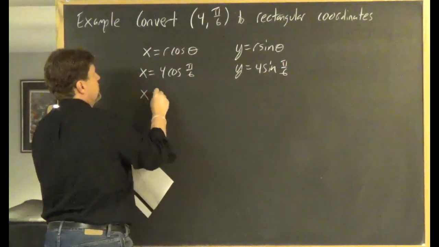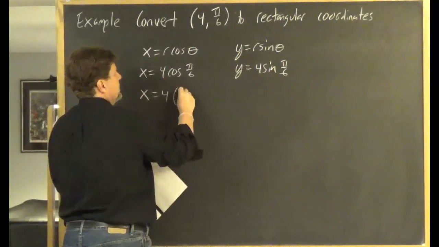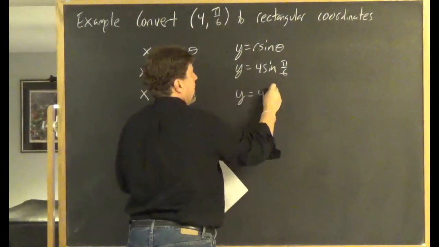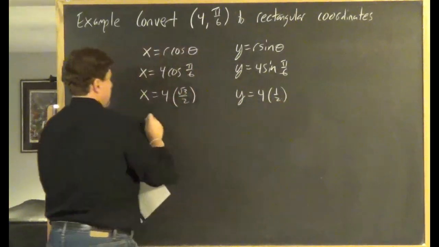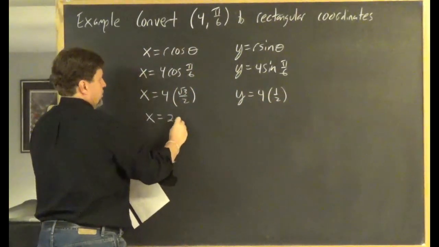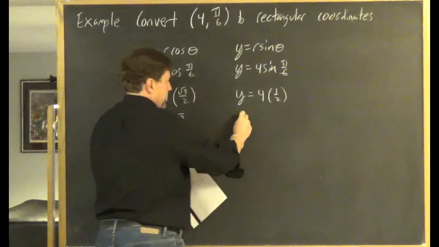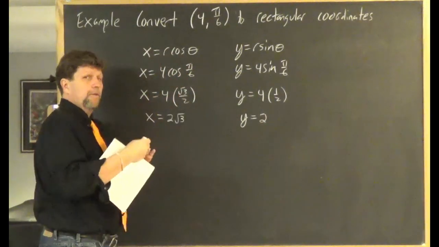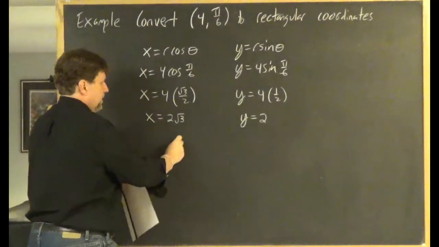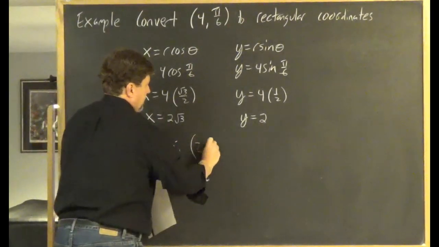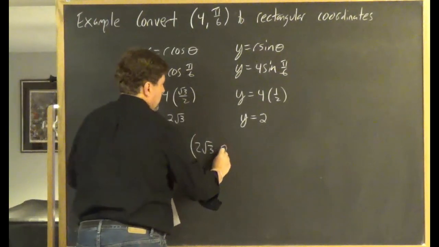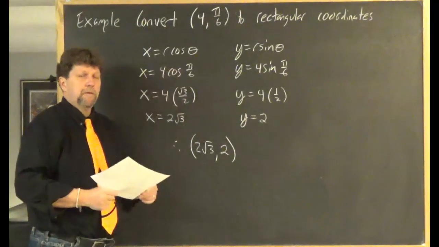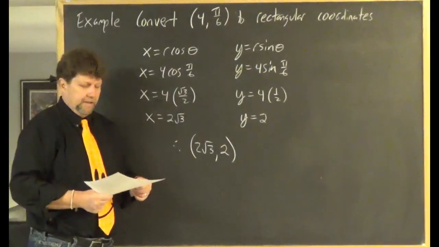You know cosine of pi over 6 is square root 3 over 2. And you know the sine of pi over 6 is 1/2. So you get x is 2 square root 3. Y is 2. So the rectangular coordinates for that point would be 2 square root 3, 2. Told you it would be very straightforward, very friendly.